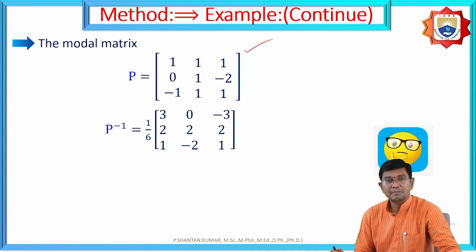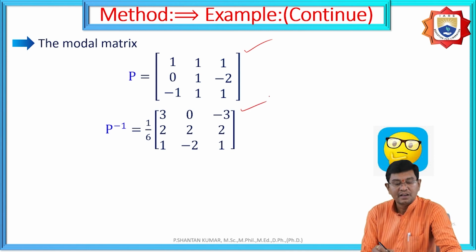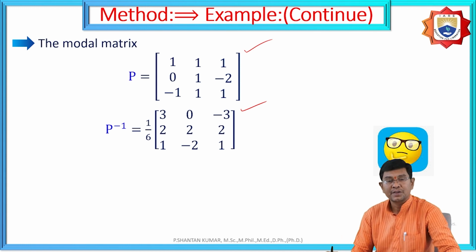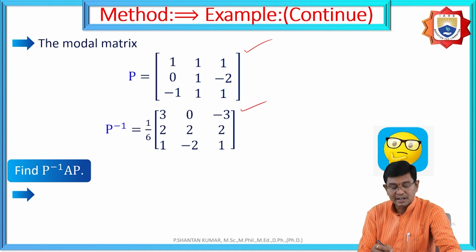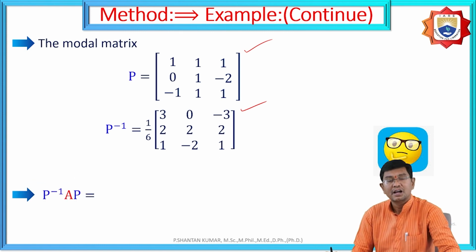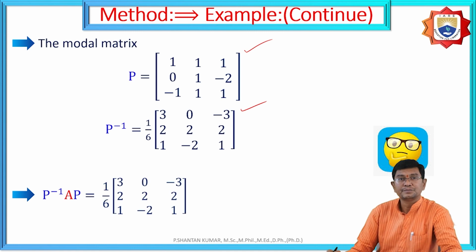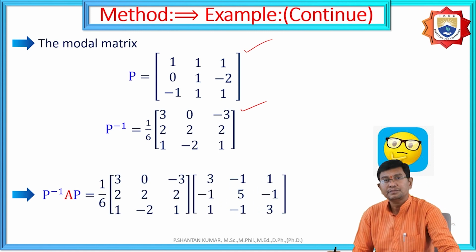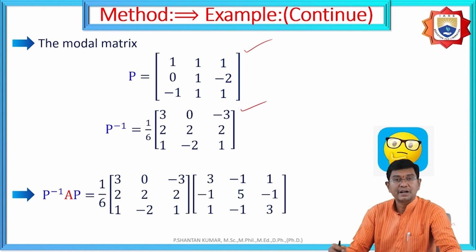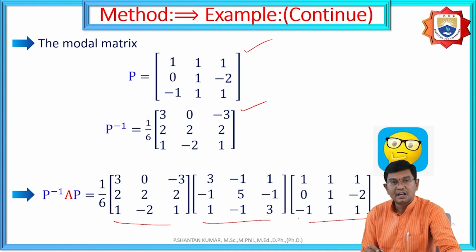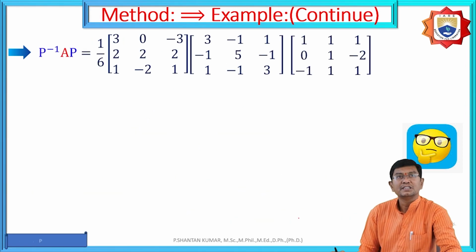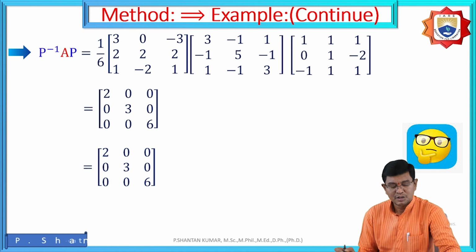The next step, whatever P inverse we obtain, by the procedure we need to calculate P inverse A P. P inverse is the inverse matrix, A is the given matrix, and P is the modal matrix. Based upon this, after multiplying these matrices individually, we obtain clearly that the matrix is reduced to the diagonal matrix with 2, 3, 6.